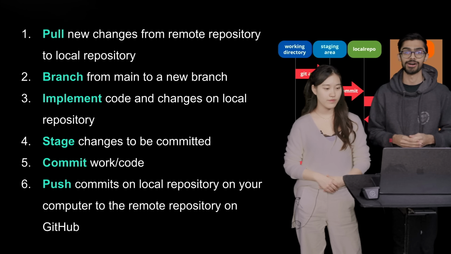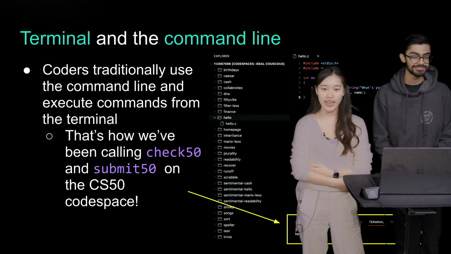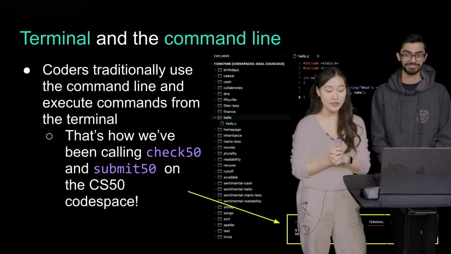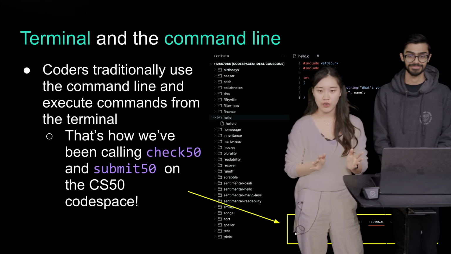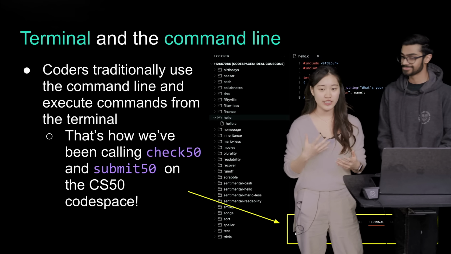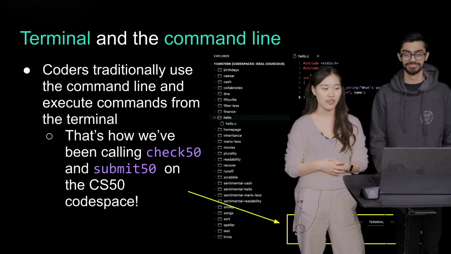Yeah, and now we'll talk about the terminal and command line. So coders traditionally use the command line and execute commands from the terminal. And if you could see on the side here, we actually have been using the terminal when we use the CS50 code space. And that's where we do all our calls for check50 and submit50. And essentially, this terminal is where you'll do all your Git commands, which we'll cover later on.